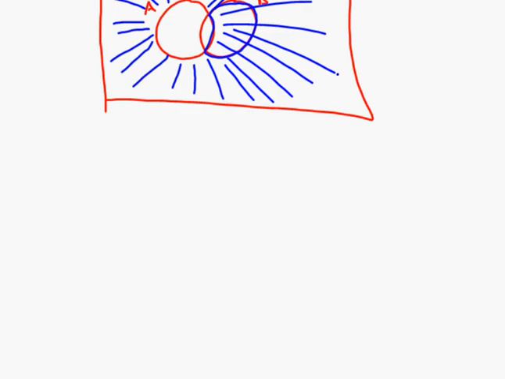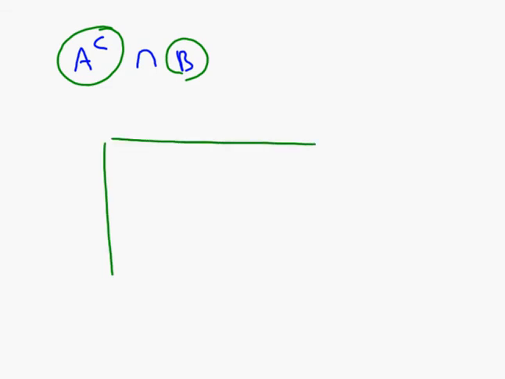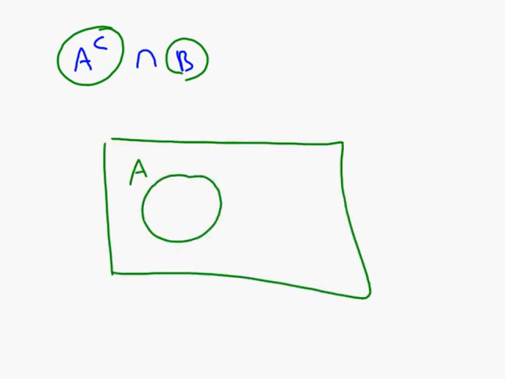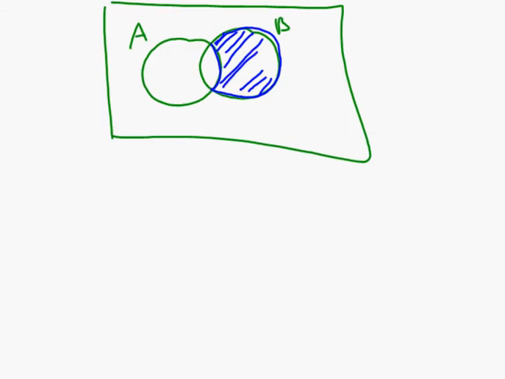And then you can start asking interesting questions, like for example, what's A complement intersect B? Well, we just drew a picture of what A complement looks like. And now what I'm saying is I want to be outside of A. That's what A complement means. And I want to be in the circle B. So on the picture, here's what that looks like. Here's set A. Here's set B. And as long as I'm in here, I'm outside of A, but I'm inside of B. That's what that means.